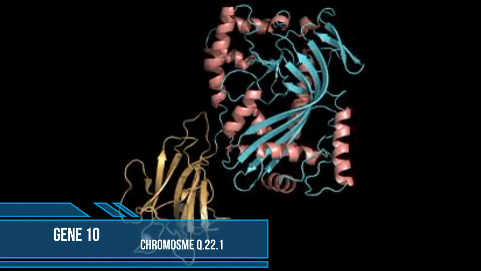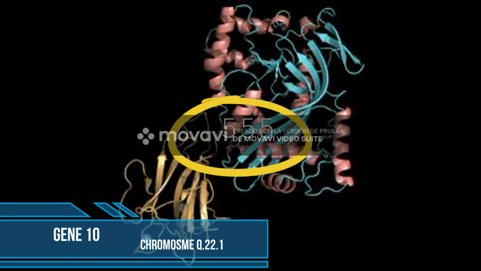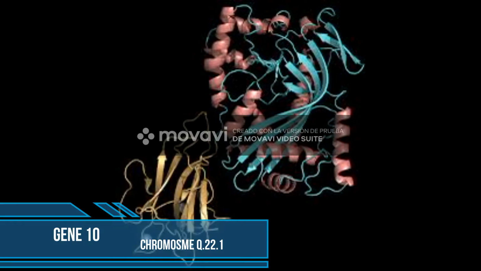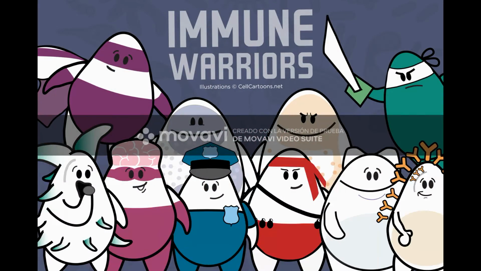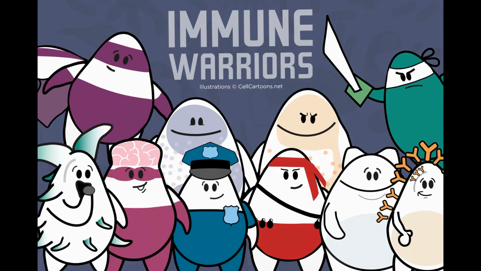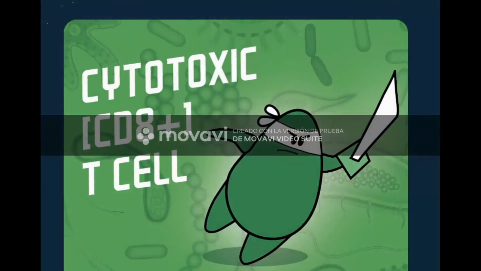It is made up of 555 amino acids and stored in the cytoplasmic granules of the cytolytic T lymphocytes. T lymphocytes are an essential part of the immune system, and they are formed in the bone marrow and matured in the thymus. They are divided in 4 different types: cytotoxic T cells, helper T cells, regulatory T cells, and natural killer cells. Cytotoxic T cells have a co-receptor called CD8.